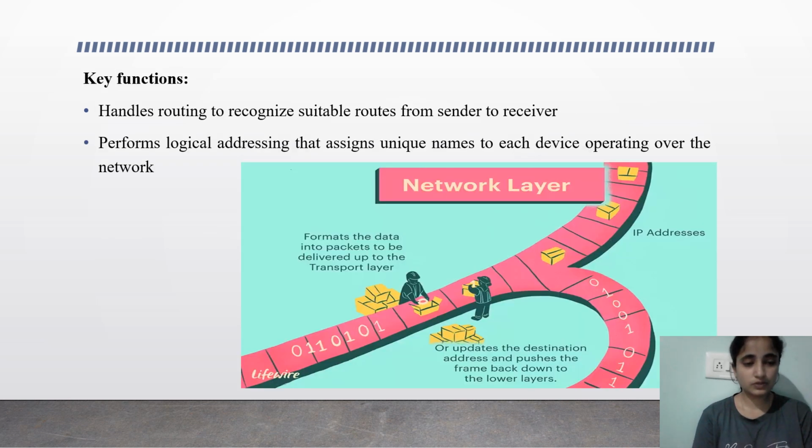Some of the key functions of the network layer include: handles routing to recognize the suitable routes from the sender to the receiver, and performs logical addressing that assigns unique names to each device operating over the network. This is an example of the network layer. It contains an IP address and formats the data into packets to be delivered up to the transport layer.